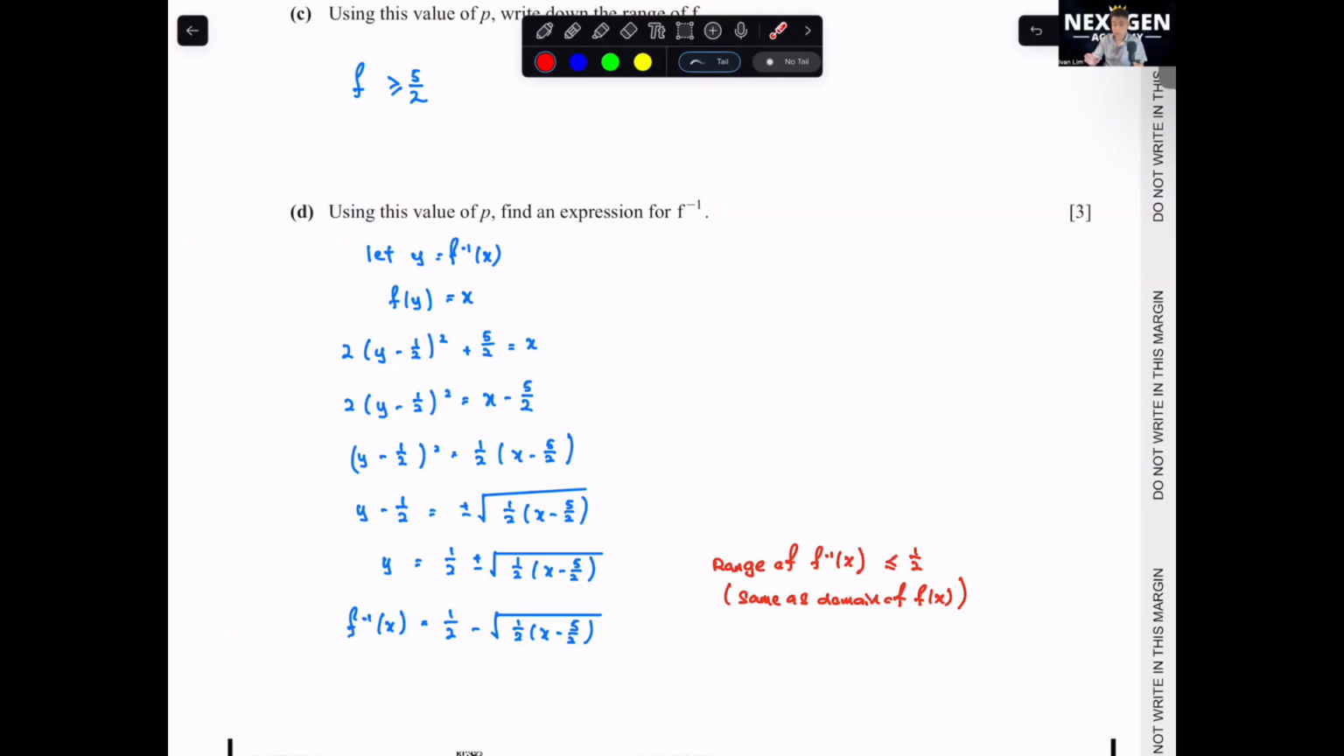Okay, so sometimes it's positive, sometimes it's negative. We have to look at this over here. So the key thing over here is to remember that domain will become range, range will become domain. So check when you all show your final answer, especially when got plus or minus.